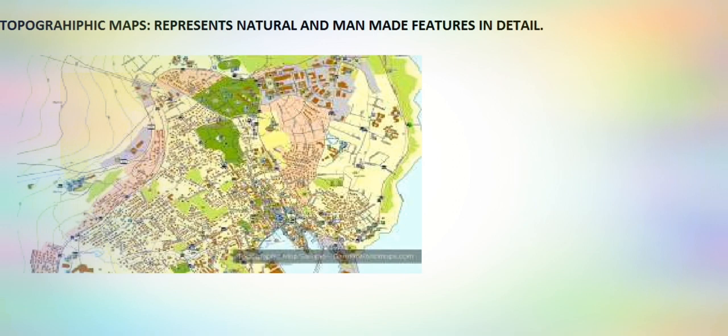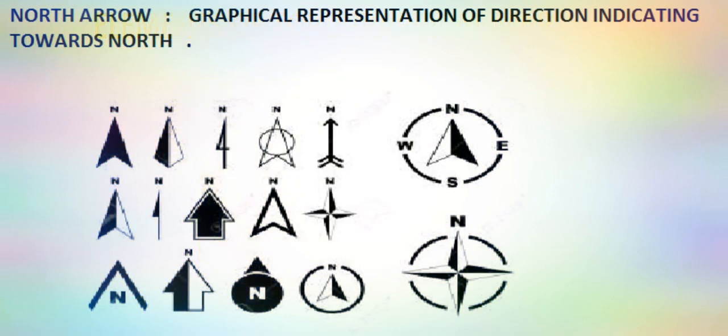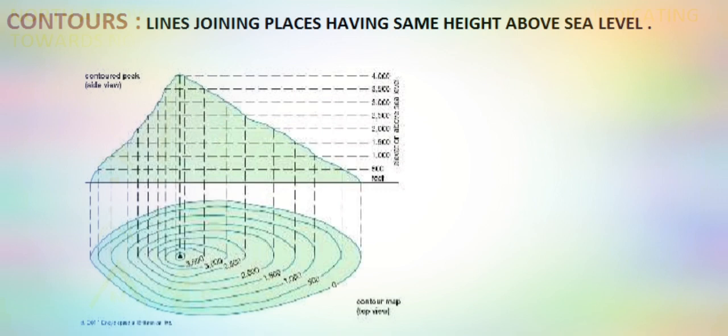We shall now discuss about topographical maps and learn how to interpret topographical sheet by identifying directions, colors, and conventional symbols. A topographical map has the same elements as a non-topographical map such as scale, legend, and north arrow. A north arrow is a graphical representation indicating the direction of north in an area. Then in a topographical map, the places which have same height above sea level are joined together by lines. These lines are known as contour lines.